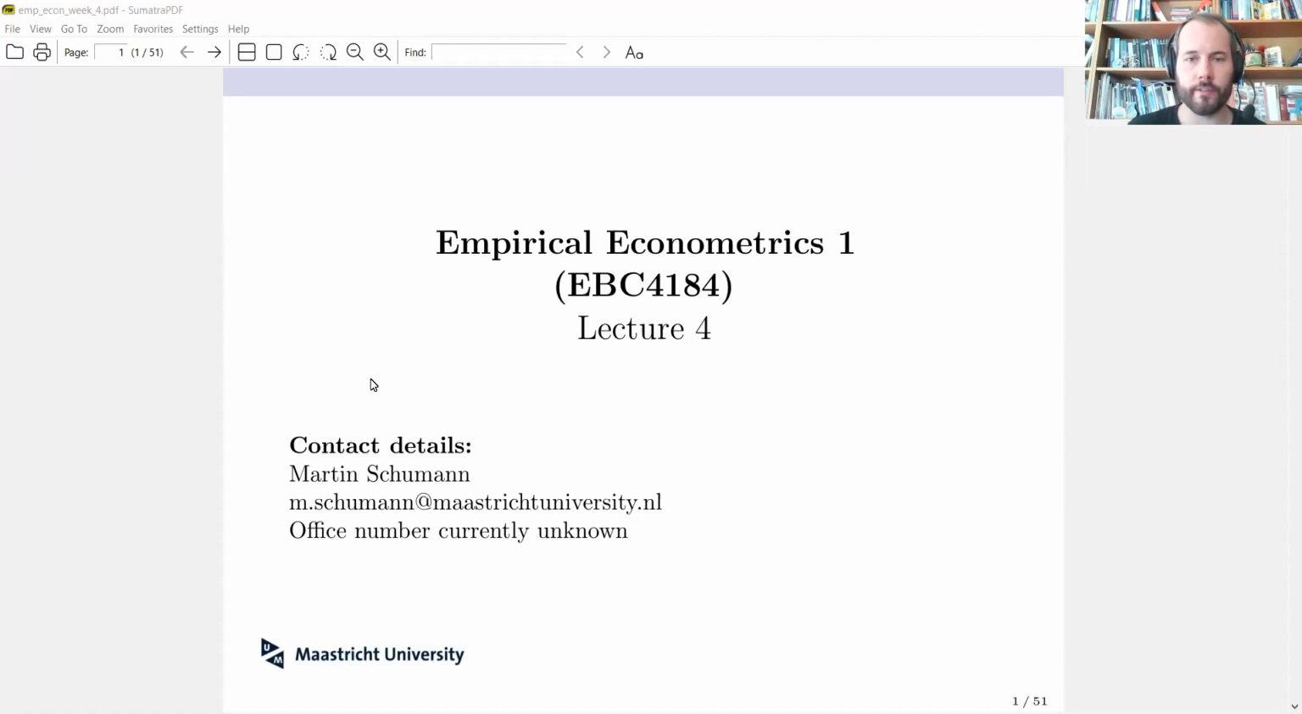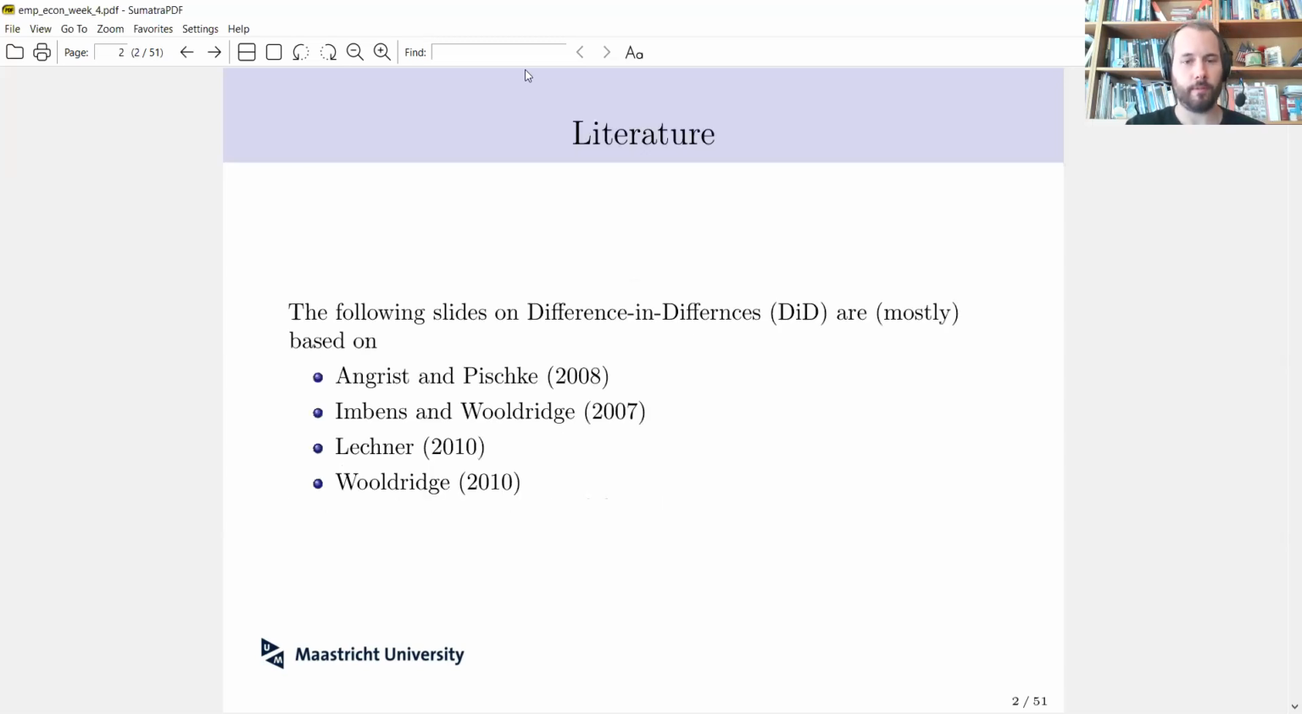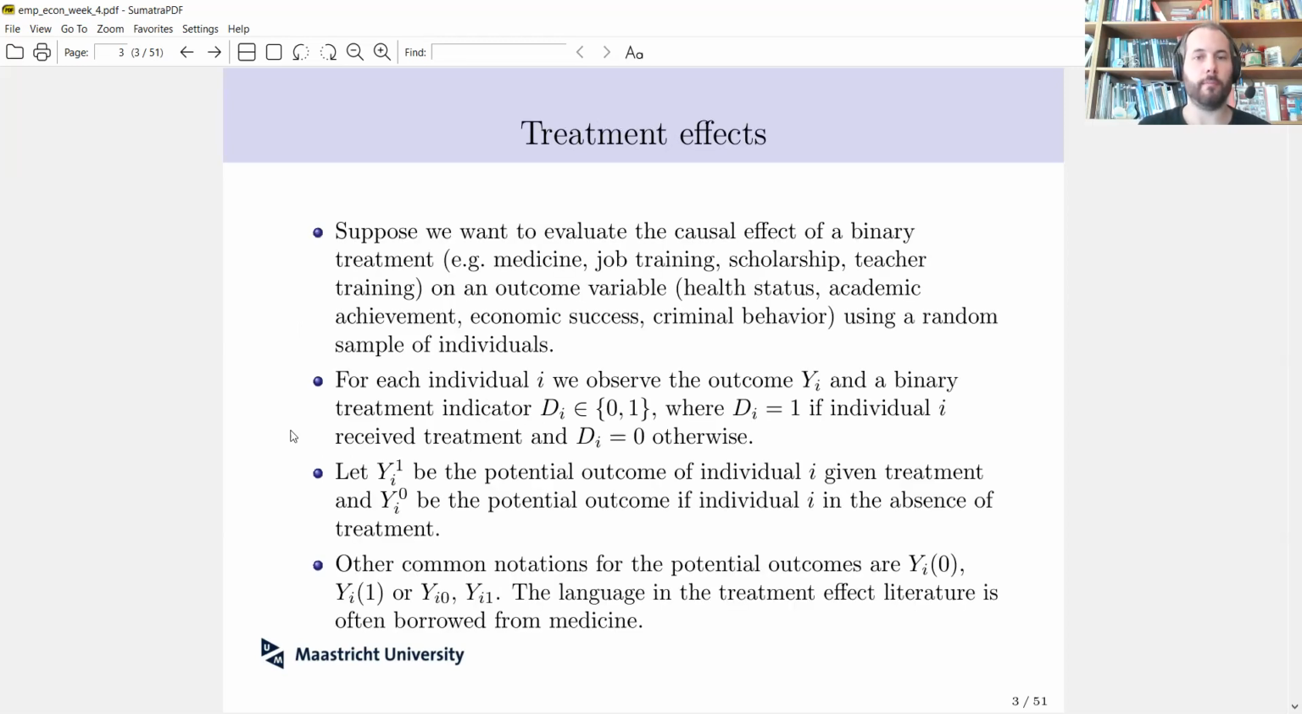Okay, hello everyone. So this is the first part of the fourth lecture, and today we talk about random experiments and differences. You see, we have quite a lot of slides, but we have very little math, at least as compared to the last lecture. So let's get started. I put a couple of references here, especially concerning the differences design. But let's jump right into the treatment effect literature.